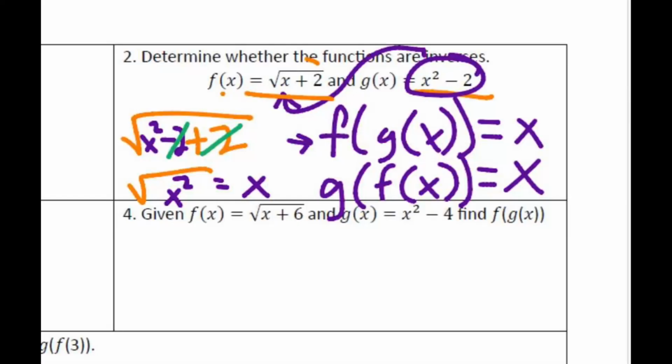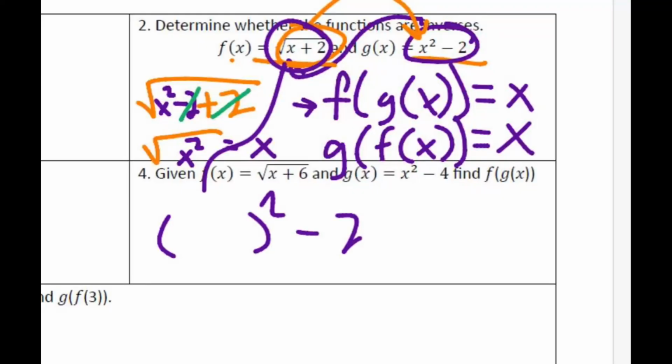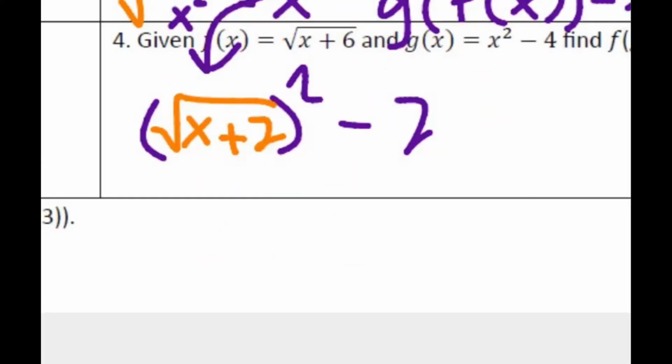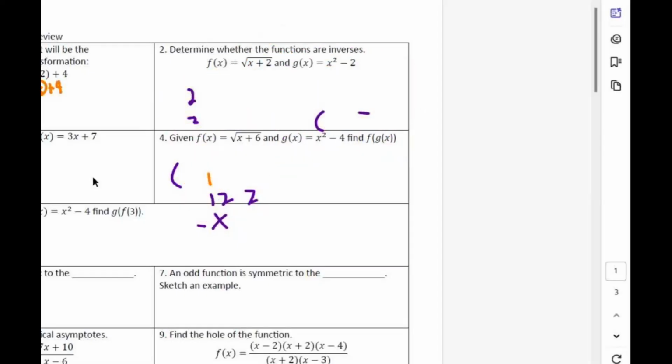So that checks, but I'm going to have to do that for the other one as well. So I'm going to plug this whole thing in for that. I'm making that one purple. Here's my x squared minus 2. So this whole thing is going to get plugged in for that. So here's the square root of x plus 2. When I square a square root, that just cancels, and then I'm left with x plus 2 minus 2. Those cancel, and I'm left with x. So because both of these things are true, these are inverses of each other.